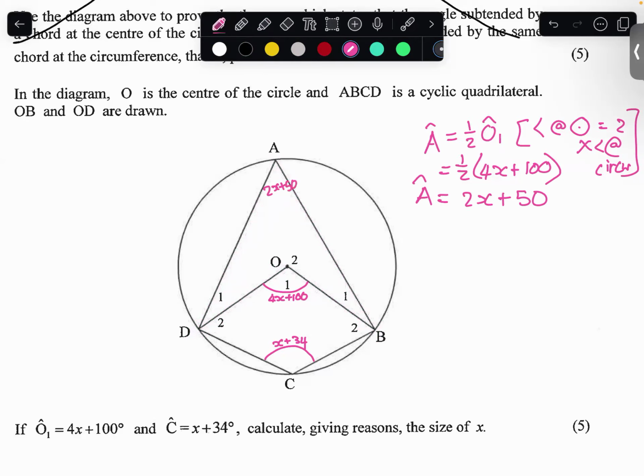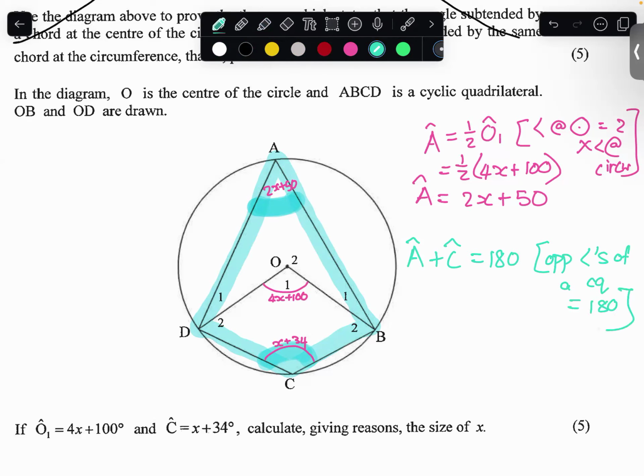And to get the value of angle x, I'm going to say that this plus this is equal to 180 because they are opposite angles of a cyclic quad. This is the cyclic quad, ABCD. Opposite angles of that cyclic quad are supplementary, meaning they have to add up to 180, which means angle A plus angle C must give me 180, and you have to give a reason whenever you're dealing with Euclidean geometry. Opposite angles of a cyclic quad are supplementary, right?